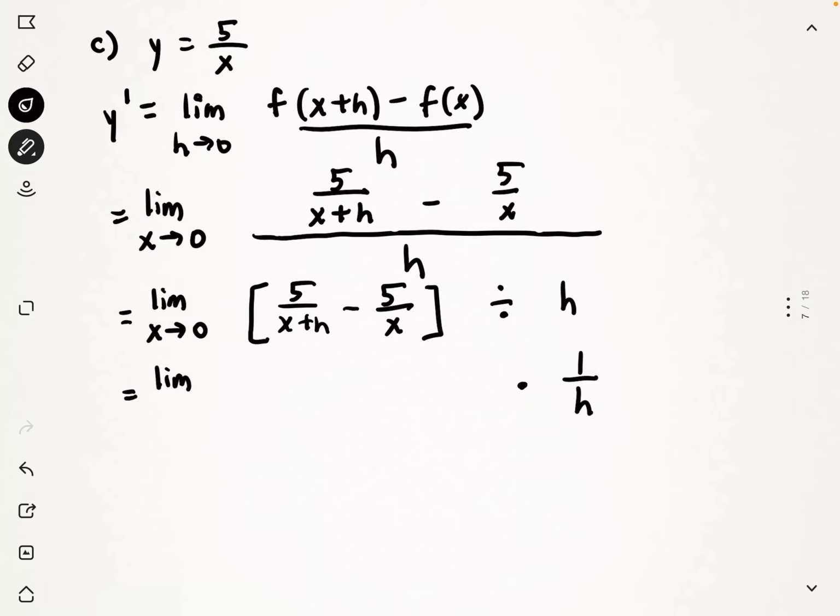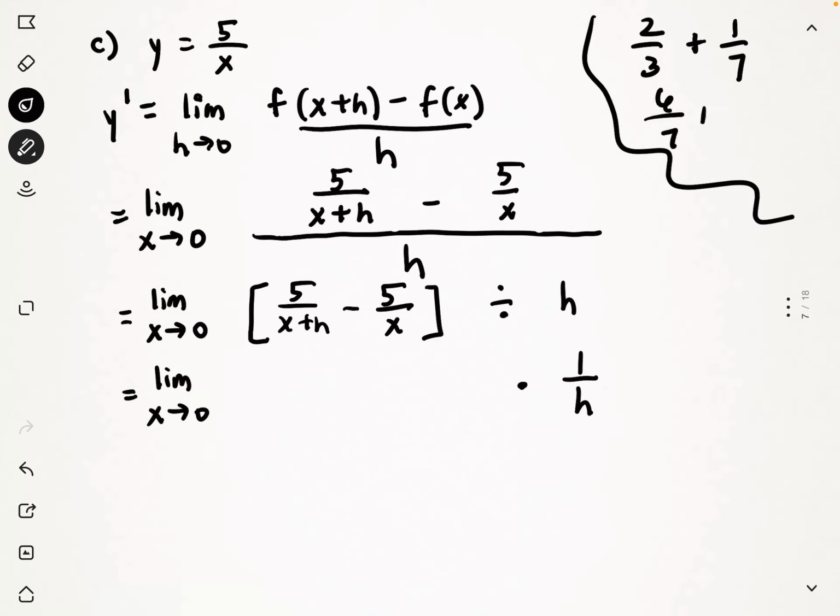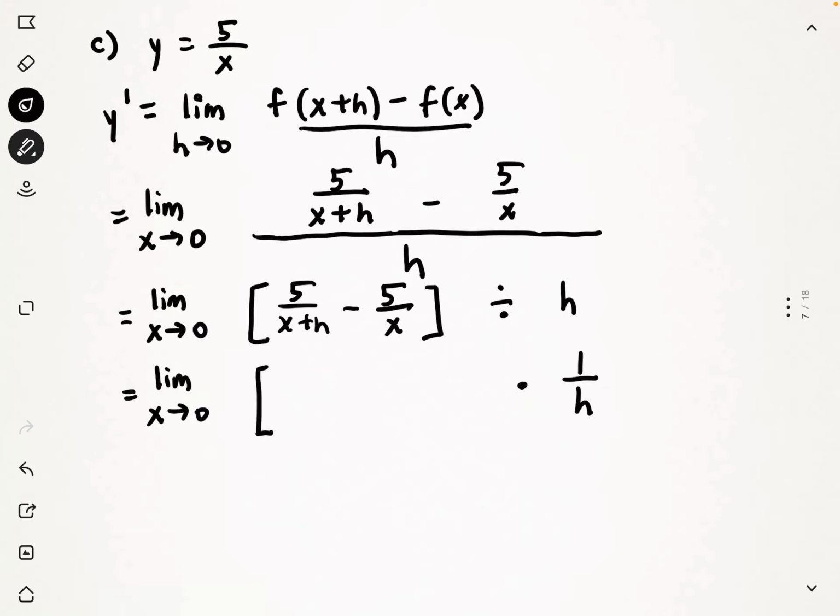Also, I have to get common denominators and subtract those two fractions. So how do you get a common denominator of x and x plus h? You can't just add a plus h to the second fraction. For example, say up in the corner here I had 2 over 3 plus 1 over 7. I can't just add 4 to do something like this. It doesn't really work like that. You have to multiply each one to get a common denominator of 21.